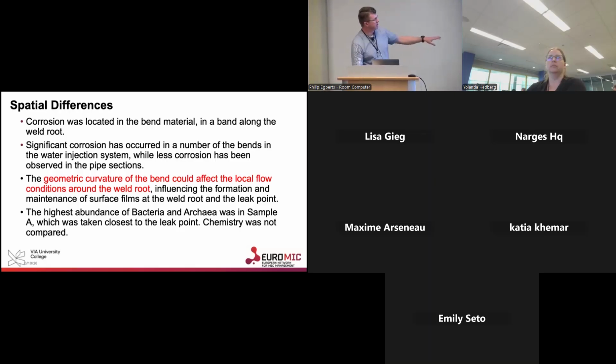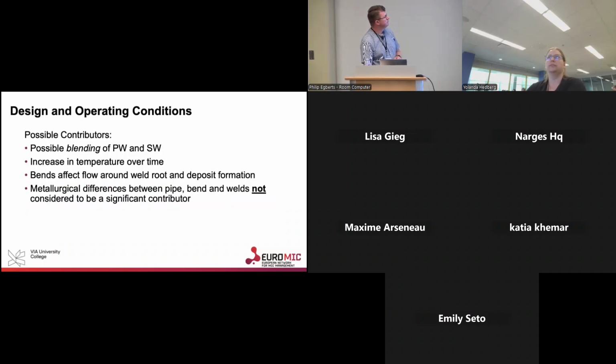The highest abundance of bacteria was in sample A, which was taken close to the leak point. Operating conditions: the blending of the produced water and the seawater, and increase in temperature over time. Bends affect the flow around the weld. Metallurgical differences between the pipe, the bend, and the welds were not considered to be a significant contributor.